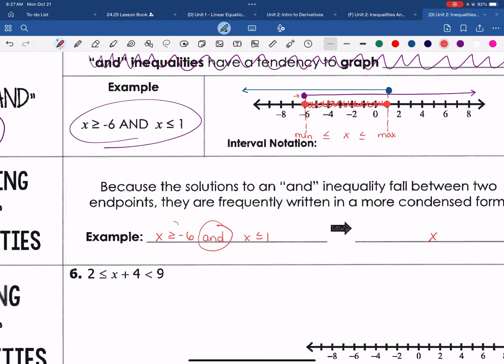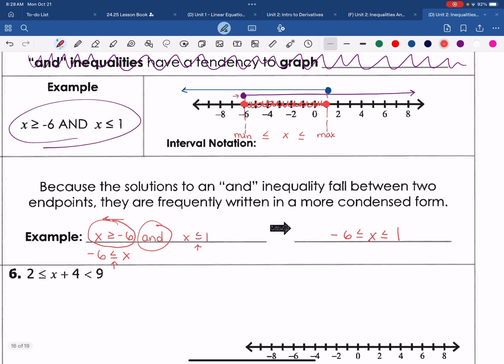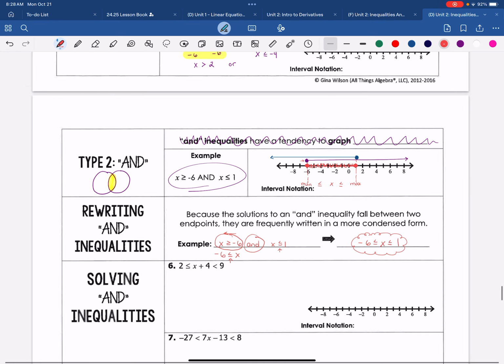I'm going to just flip the order of this. So this says x is greater than or equal to -6. If I read that backwards, it says -6 is less than or equal to x. Notice that I have a less than or equal to and a less than or equal to, so I'm going to put both of those symbols down. My minimum value is -6. My maximum value is 1. So we can write any of these "and" inequalities as one inequality like this. And what we're going to be able to do is solve the inequalities all in one shot instead of having to solve two separately, which is pretty cool.